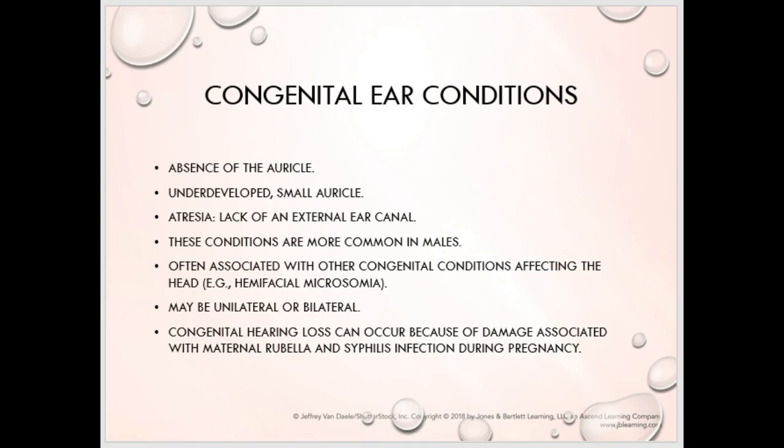So congenital ear conditions, talking about the external ear, you can have an absence of that auricle. It can be underdeveloped or small, or you can actually have a lack of an external ear canal, which is called atresia. So these conditions are more common in males, but they usually will be present with other congenital problems. So there might be hemifacial microsomia, which will be a small development of the face. So for some reason, as that baby started to develop, they had a lack of development on the side of the face and the ear. And they may actually, you can look it up online, be missing an ear canal.